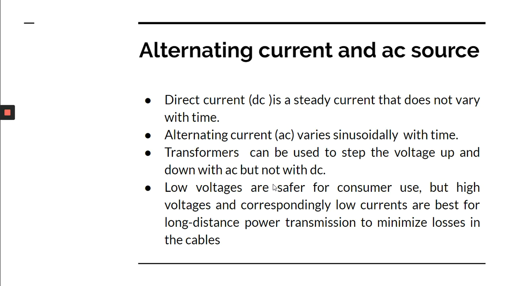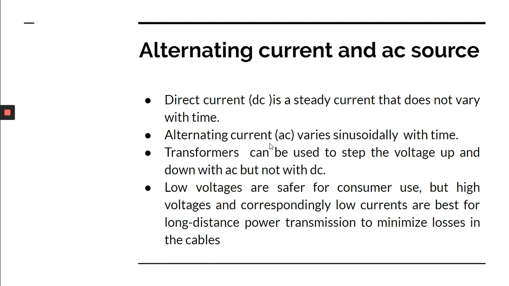Okay? So, let me give a brief introduction about the alternating current source and how it is different from the direct current source. Direct current is a steady current that doesn't vary with time. When we connect a bulb to a source of EMF, your battery, the bulb glows. In this case, you are using direct current. Also, in your torch light, you are using a direct current source.